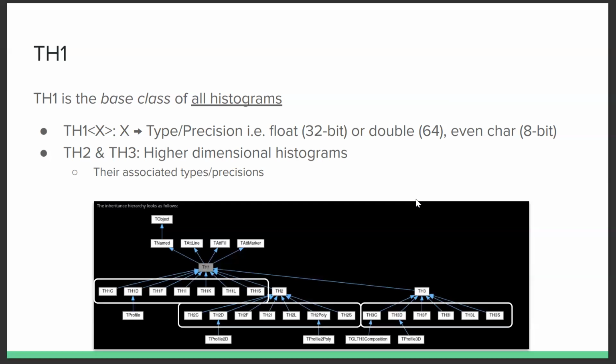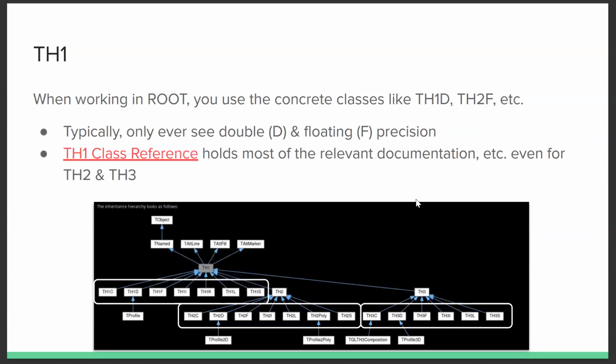Okay. There's some extra stuff here that I don't really get into, but they just inherit from these different histogram classes. Right, so when you actually work with these, you use those concrete classes, like TH1D and TH2F. And like I said, you only ever really see double and floating point precision.